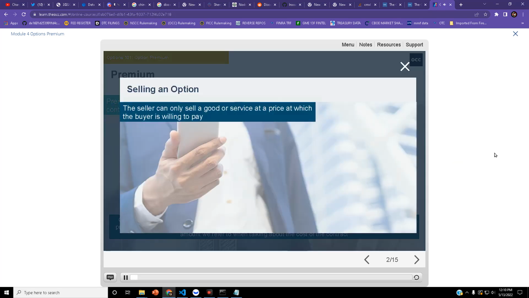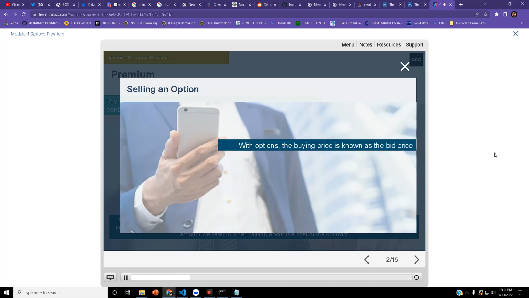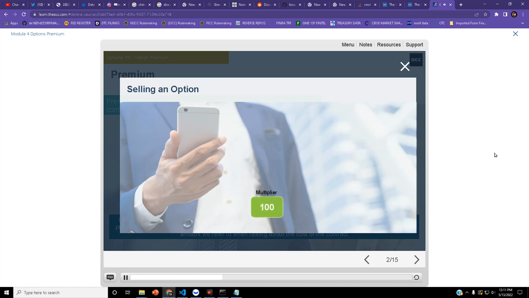Just as buyers can only purchase a contract at a price at which the seller is willing to sell, option writers can only sell a contract at a price at which buyers are willing to pay. This price is known as the bid. Similar to the ask price or offer, the bid price is quoted on a per-share basis of 100. So in this example, with a bid of $3.75, a single option contract sold would represent an amount of $375.